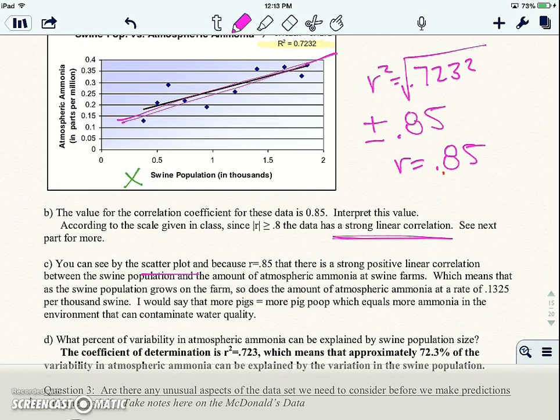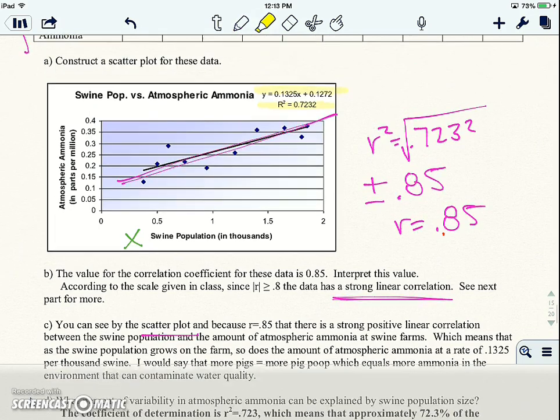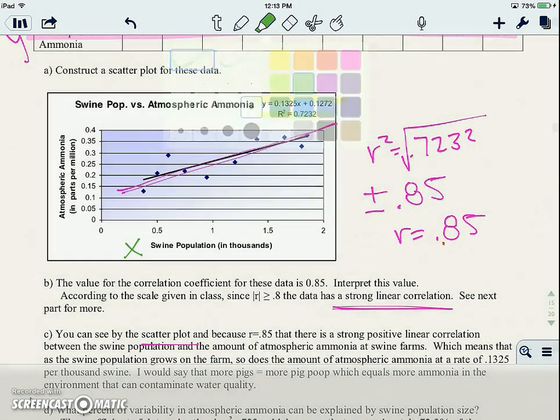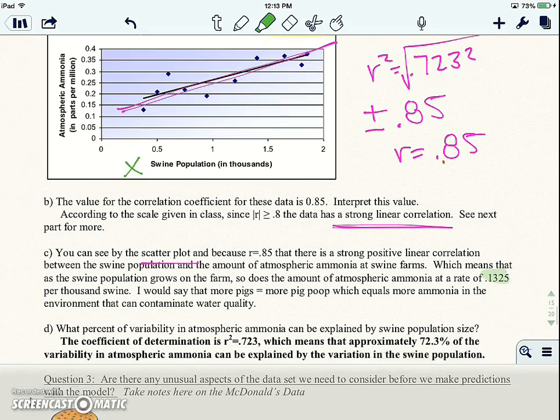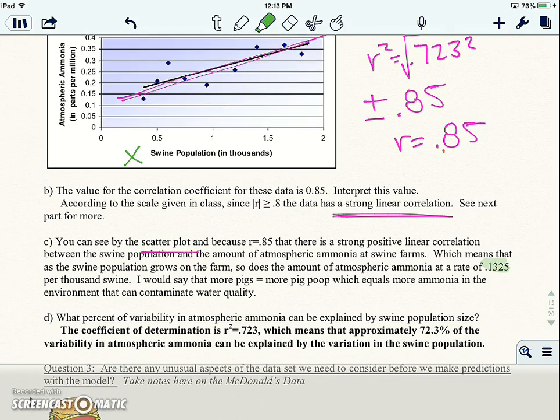Which means that as the swine population grows on the farm, so does the amount of atmospheric ammonia in the area at a rate of 0.1325. Well, yeah, that's my slope. That's my rate per 1,000 swine. I would say that more pigs equal more pig poop, which equals more ammonia in the environment that can contaminate water quality. So maybe this whole study was started because there was a worry of water quality, and this is how they use this math in the real world.